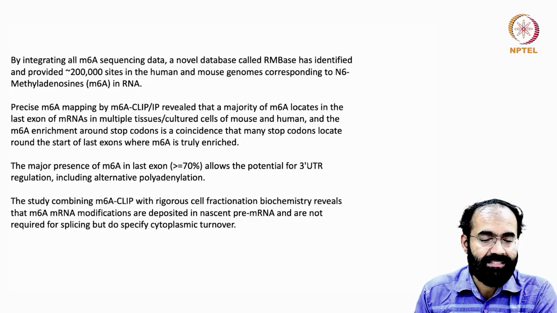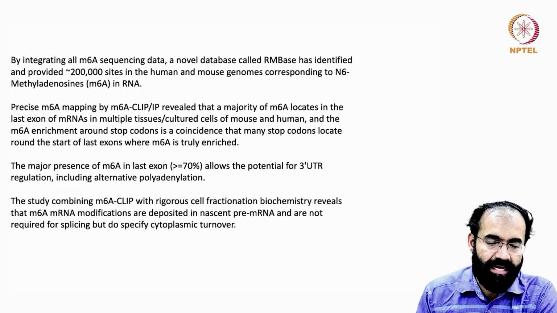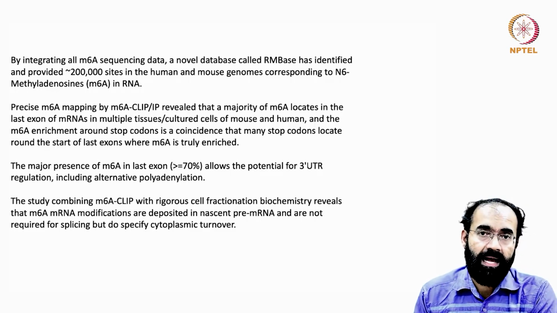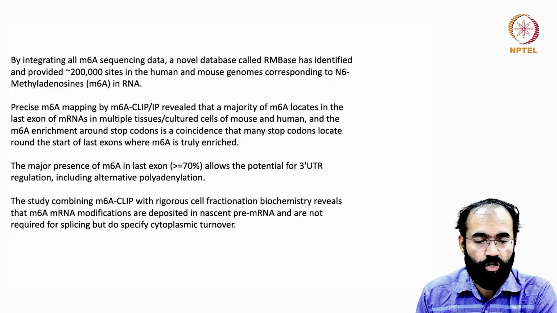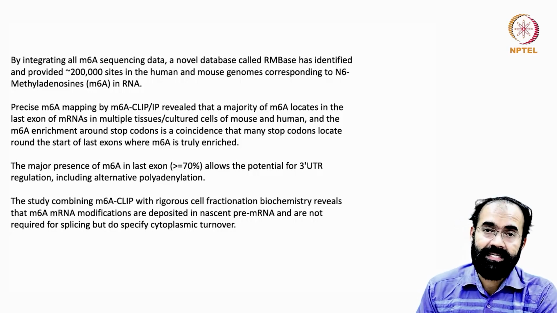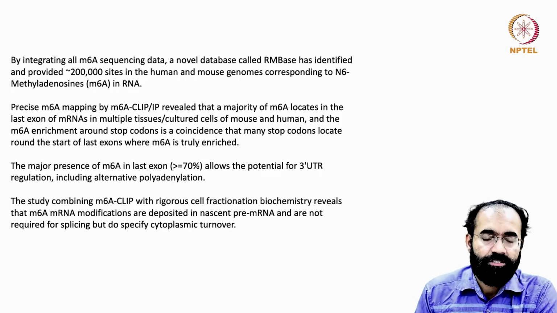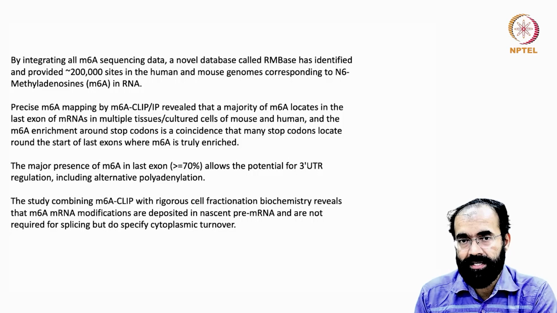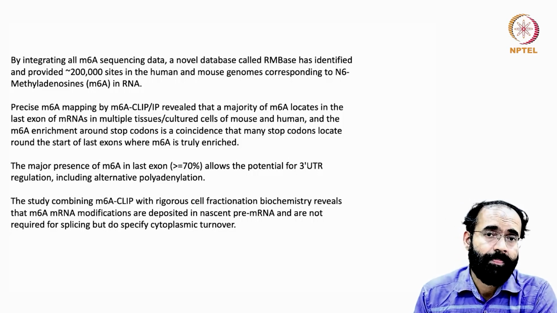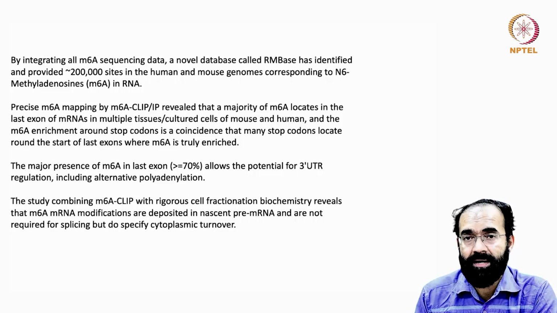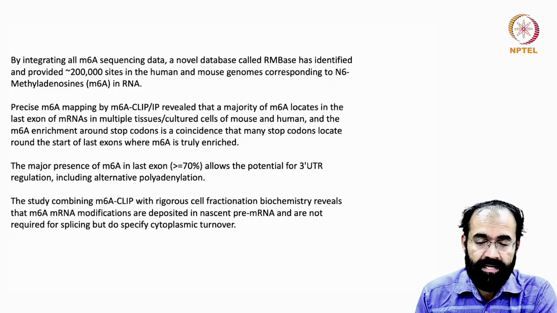The precise M6A mapping by M6A CLIP IP is a technique used to detect it. It has revealed that a majority of M6A locates in the last exon. Last exon means near the stop codon of mRNAs, and that is seen in a variety of tissues, no matter whether it is a native cell or a cultured cell, and of both mouse and human. So the last exon has a higher affinity to get methylated, and especially it will be either in the 3' untranslated region or near the stop codon.